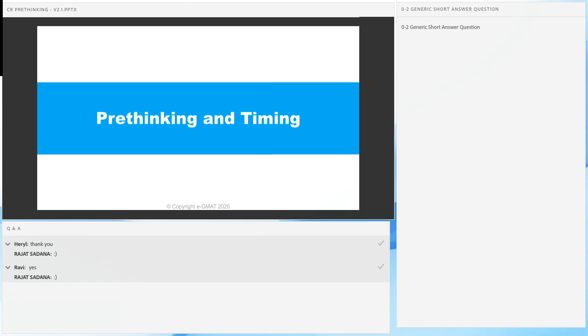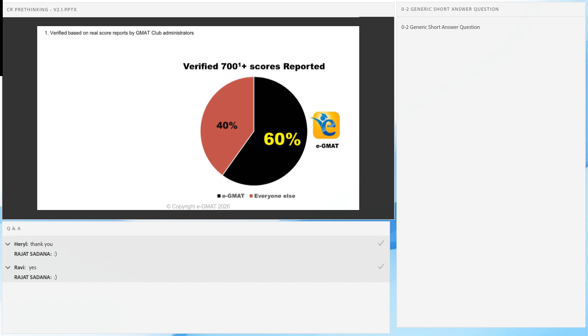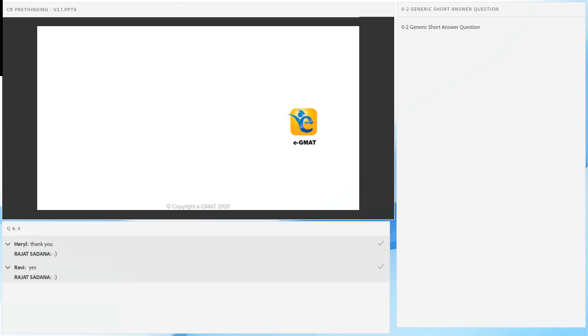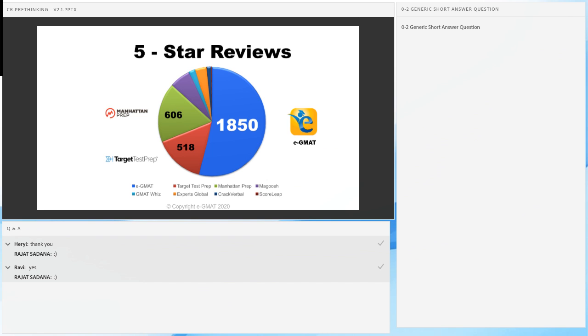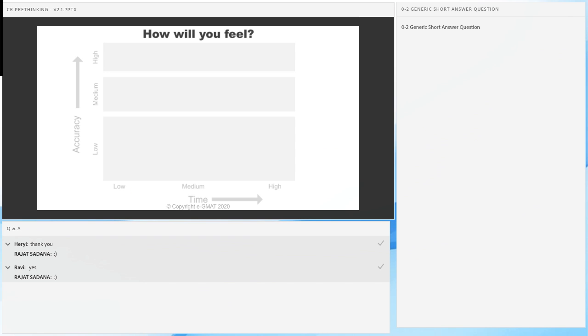So we're going to solve one more question, but before that, I'm going to briefly touch base on the timing piece, because you've already done this. Now, one thing I want to really start with is, this process works. If this process did not work, we would not have accounted for 60% of all 700 plus scores on GMAT. This data point would not exist. And we wouldn't have these many 5-star reviews as well.